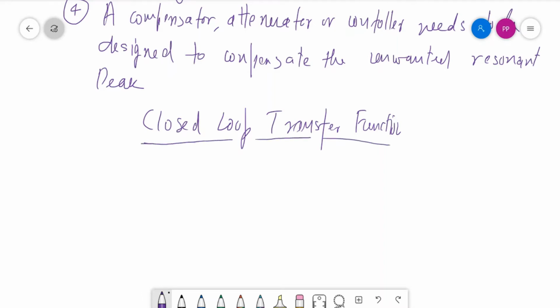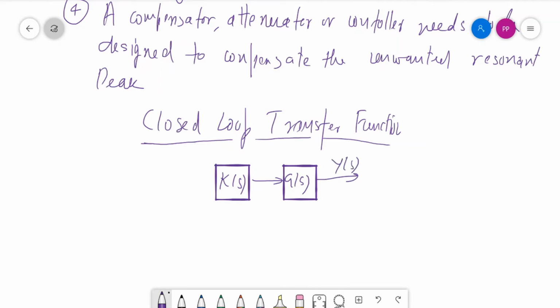What is this closed loop transfer function? So we start with the block diagram, where we have the system representation by G(s). Before this, we are placing a controller, which basically removes or compensates the unwanted things in the plant. So we'll see how it will happen.